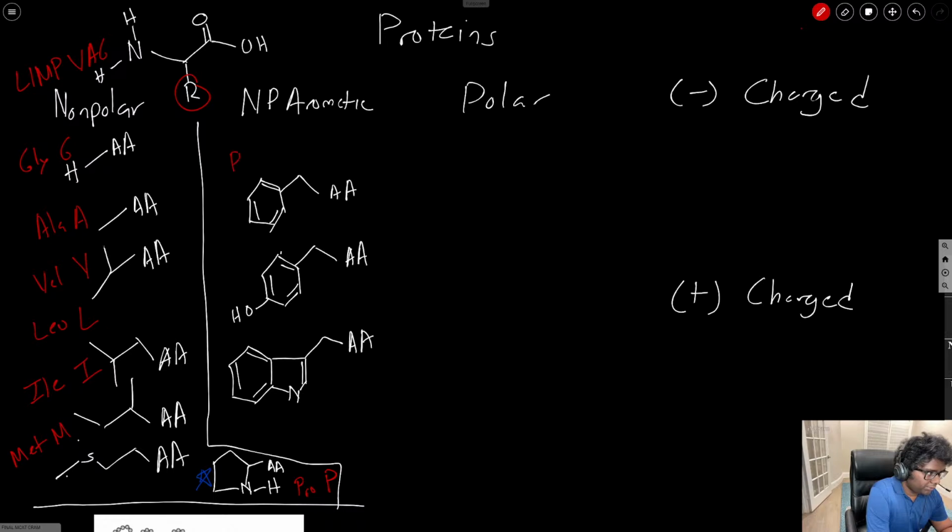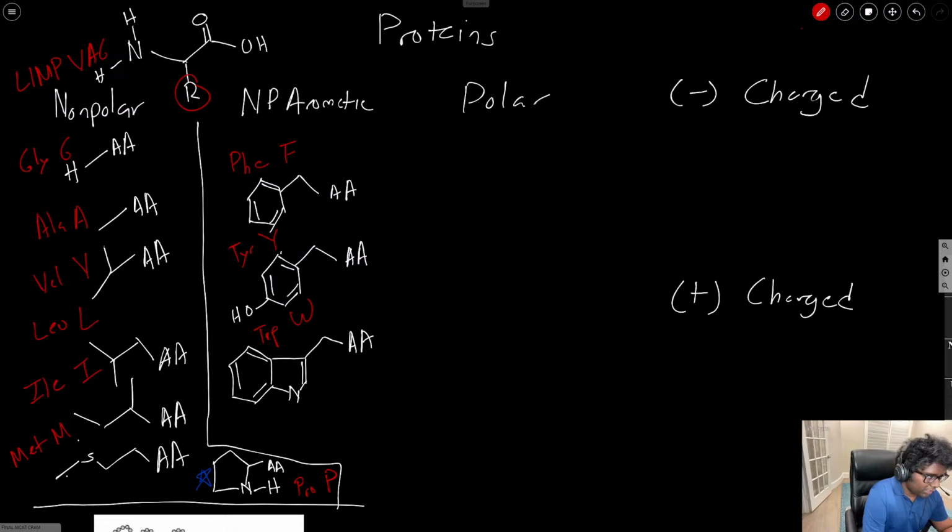So this is phenylalanine. That there's an F here because it's phenylalanine. Tyrosine with the Y. And this is tryptophan with the W.